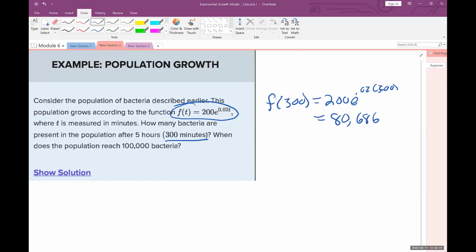So it's that non-challenging. It will get more challenging though, so don't worry. Now, the other way to look at this is how long will it take for there to be 100,000? Obviously, it's going to take more than 5 hours because at 5 hours you're at 80,000. So you could take that 100,000, set it equal to the 200 e to the 0.02 t.